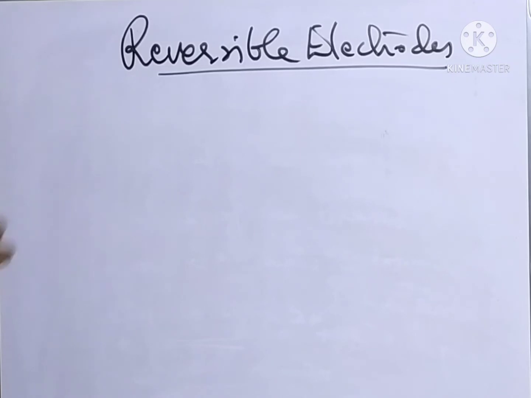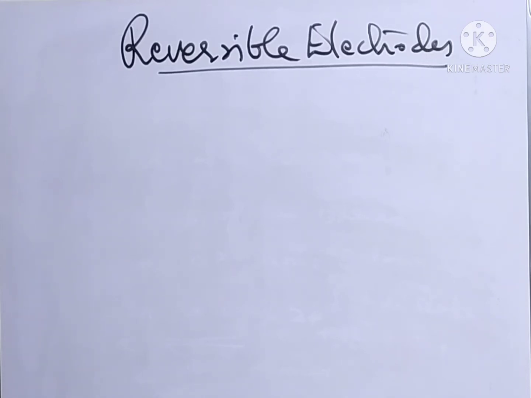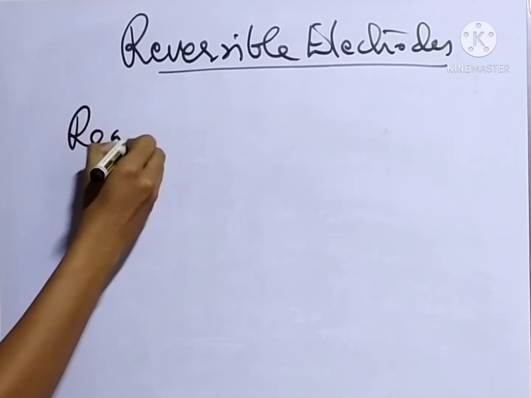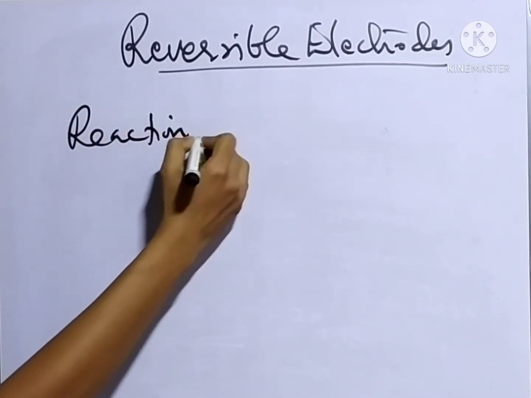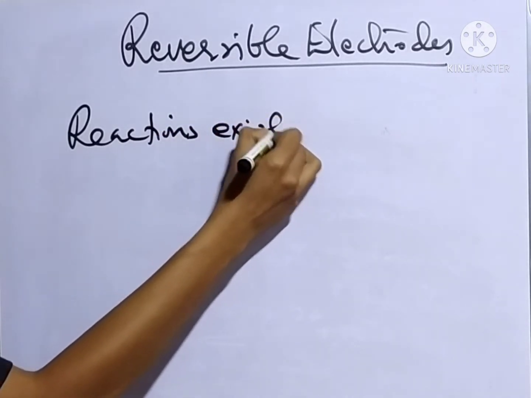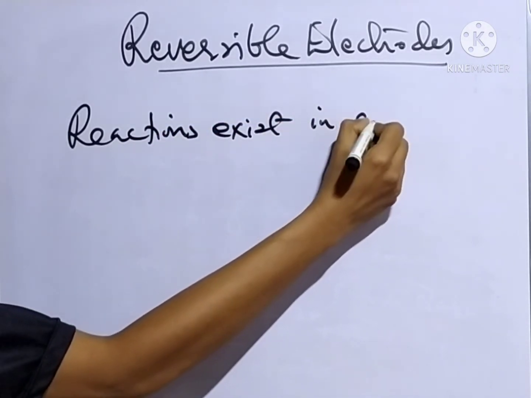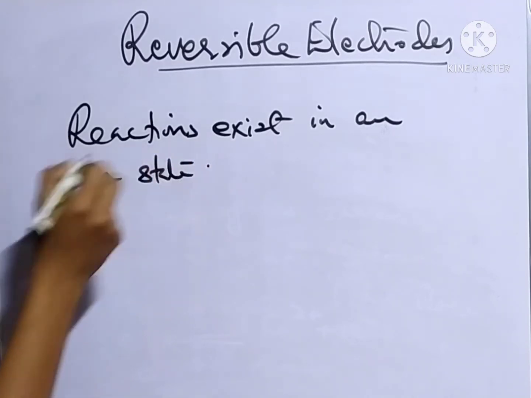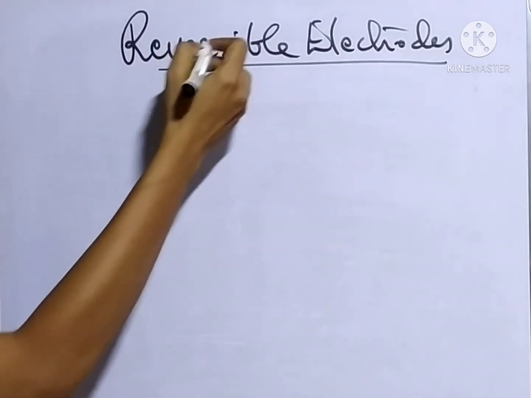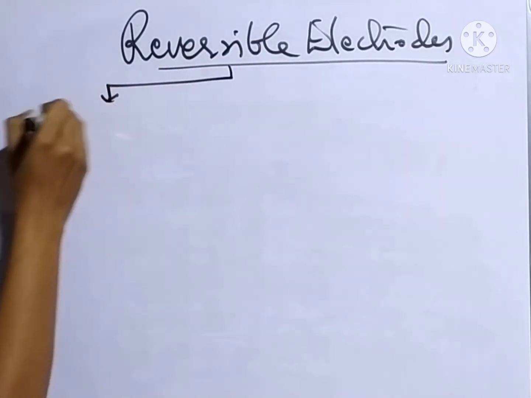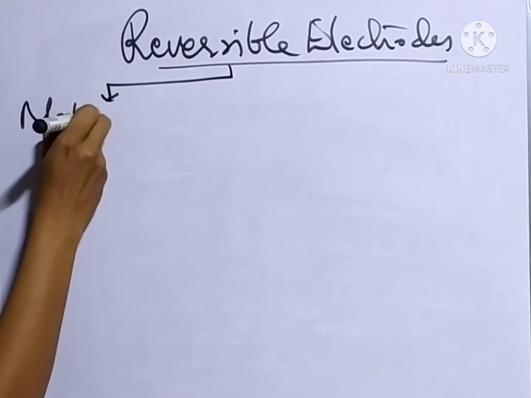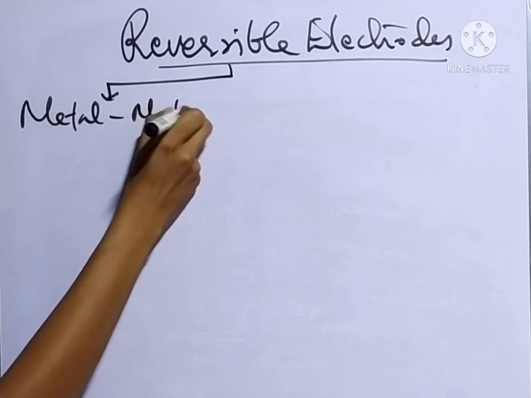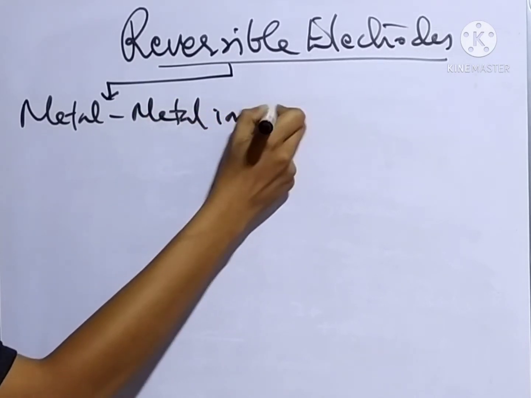Then moving on to the next type of electrode, that is reversible electrodes. Reversible electrodes are electrodes in which the reactions exist in an equilibrium state. The first type of reversible electrode is the metal ion electrode.